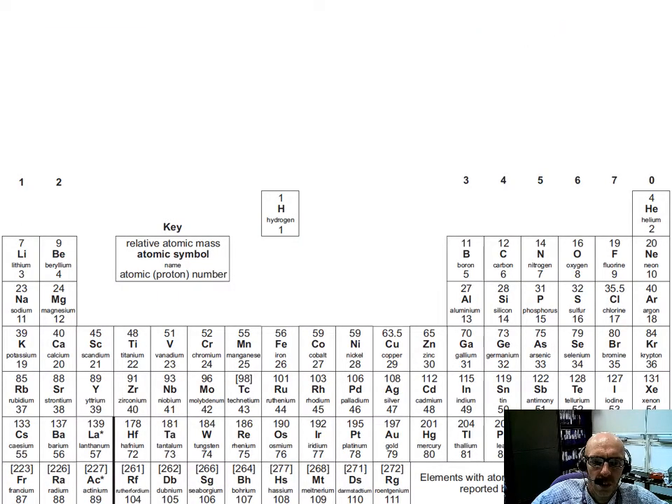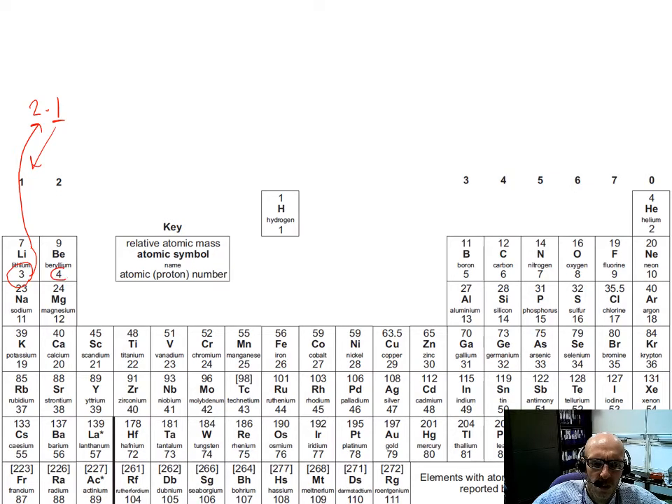So, for example, here I have lithium. It has 3 electrons. I fit 2 in the first shell and I fit 1 in the next. And look at it, it's in group 1. Well, that's a coincidence. It's got 1 and it's in 1.